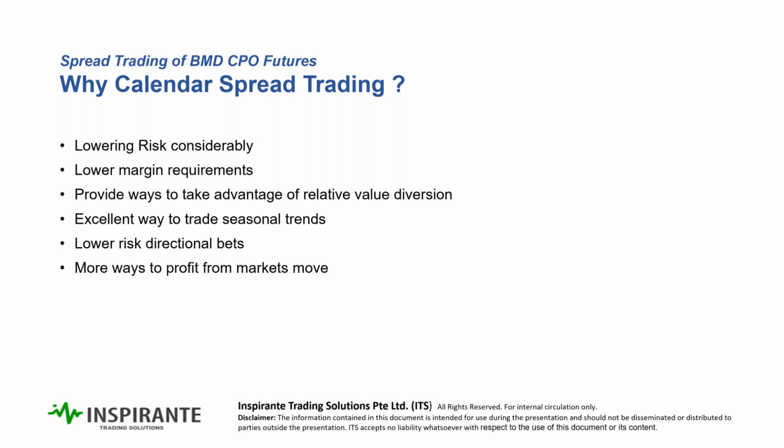Okay, now a spread also provides a meaningful and interesting way to take advantage of relative value divergence. You saw in the curve itself, right? Different parts of the curve move in different ways depending on projections and whatnot, and depending on where you are on the curve. It's also an excellent way to trade seasonal trends. And you can look at it as a lower risk directional bet as well.